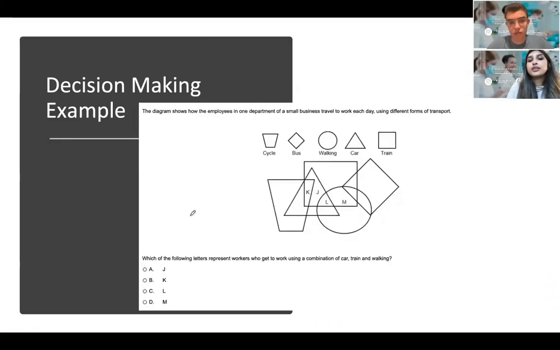So I'm going to give you a couple minutes again for this one. So you have a chart here. Again, read the question first and let me know what answer you get.